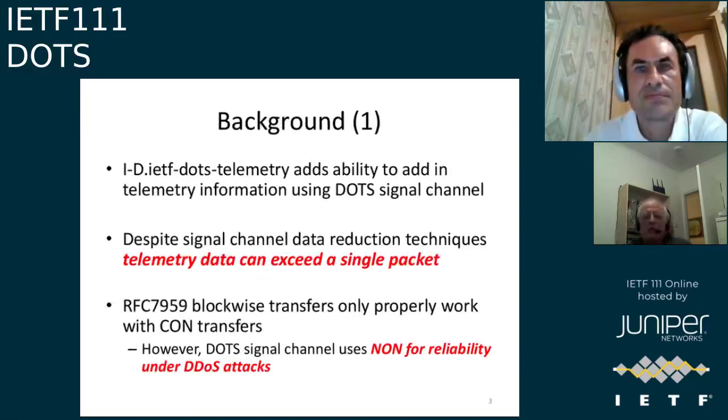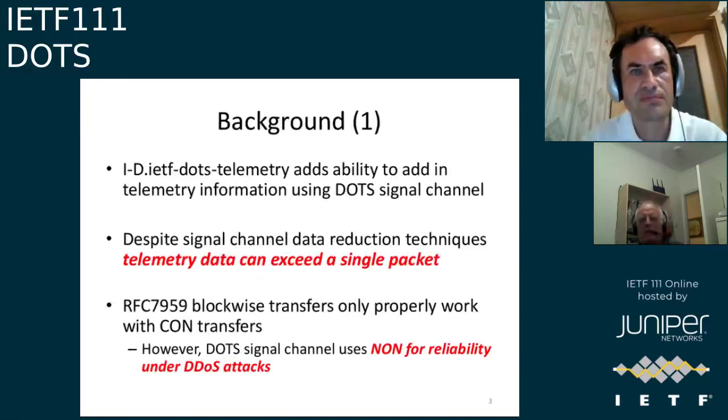Okay, so some of the background here is that we're adding extra telemetry information into DOTS, and we're using the DOTS signal channel. But the real challenge is that the telemetry data will not fit into a single IP packet. It has to be split across multiple packets. Now, as far as CoAP is concerned, RFC 7959 handles that, but it only recommends it for use with confirmable transfers.